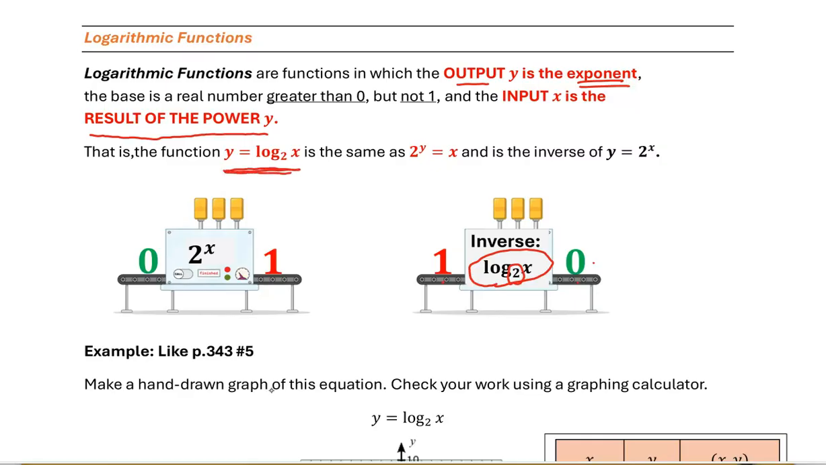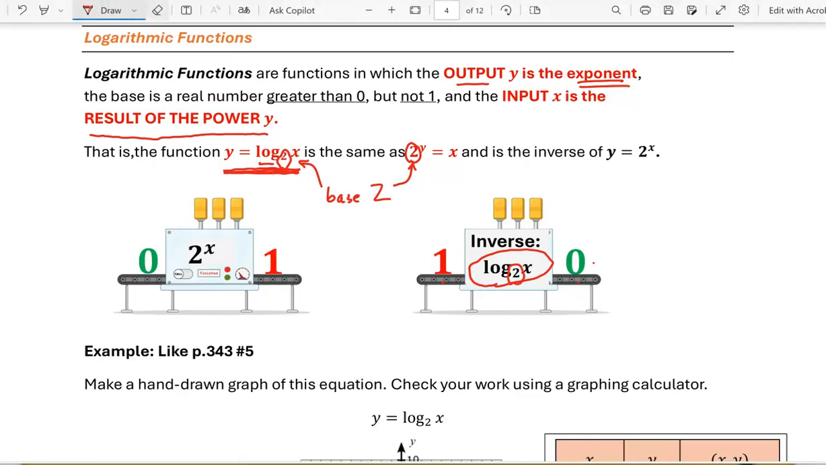So we write that, of course, like this. You can see y equals log base 2. The base is 2, right? Just like up here. Y is the exponent. X is the result. Okay.